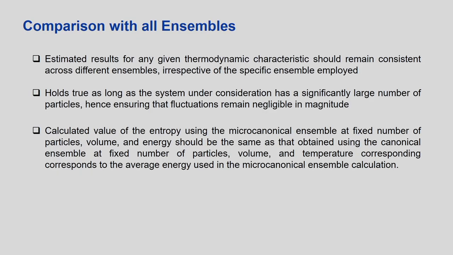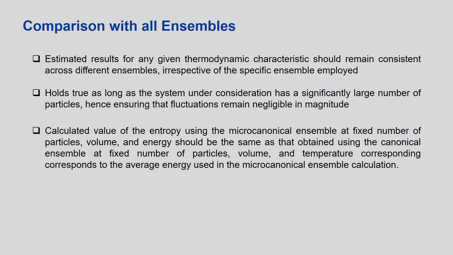Okay. So now we come to the end of all the ensembles. Now the issue is we have seen the microcanonical ensemble, we have seen canonical ensemble, grand canonical ensemble, and the NPT ensemble, and today we have seen the semi-grand ensemble. So what is the comparison? How do we compare all the ensembles? So the important thing you should note is the estimated results for any thermodynamic characteristic should remain consistent across different ensembles.